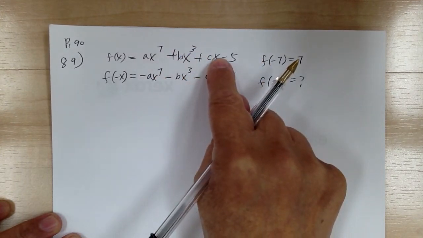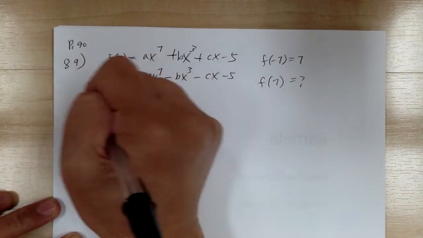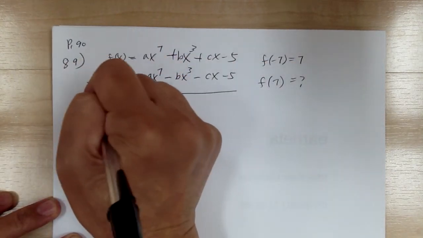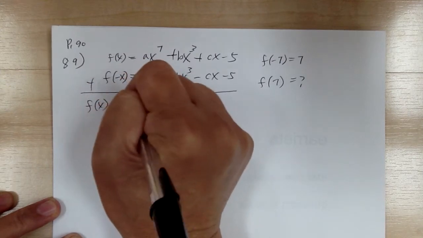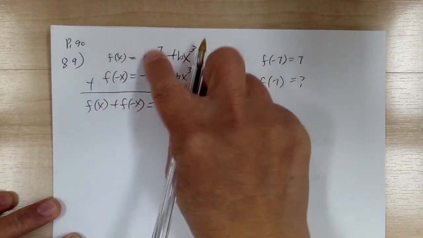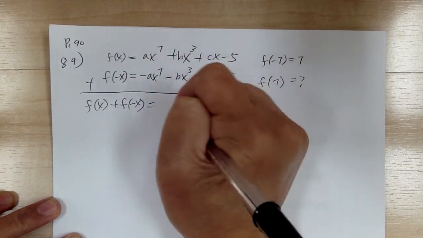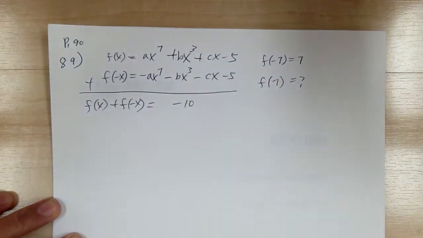And x becomes negative x, you're going to get that. So now you're going to add this together. So you have f of x plus f of negative x equal to, this will cancel out, cancel out, cancel out, so equal to negative 10. Okay, this will give you negative 10.